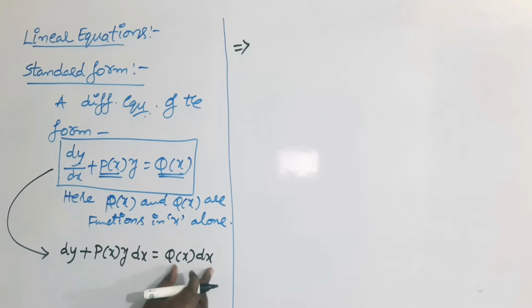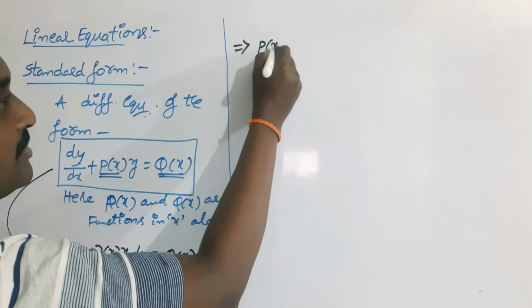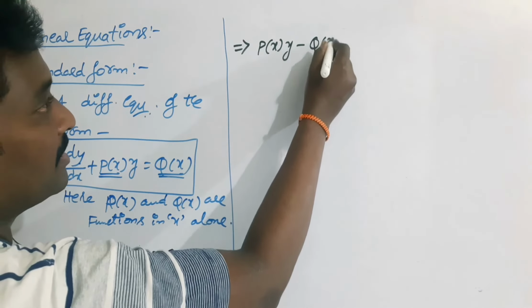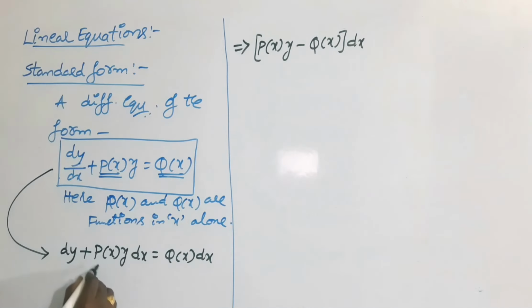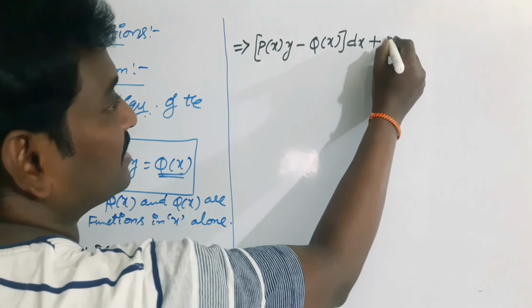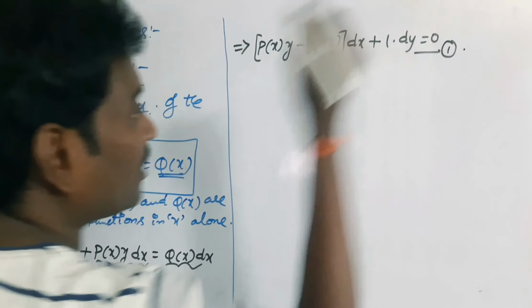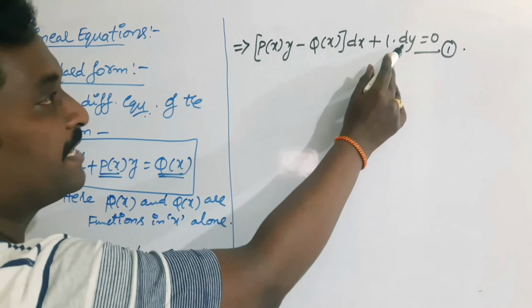Now take this right hand side term to the left hand side, you will get P of x into y minus Q of x, because dx is the common term, whole dx. I will write these both terms in this way, plus dy is there. This is nothing but 1 into dy is equal to 0. Take it as equation number 1. I am reducing the standard form of the linear differential equation to M dx plus N dy is equal to 0.